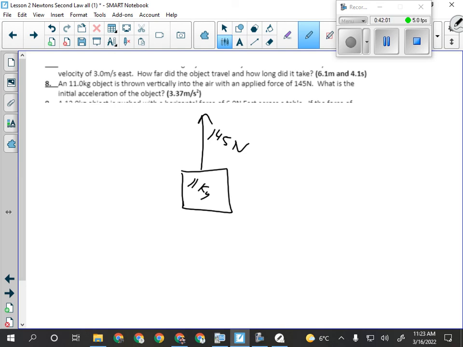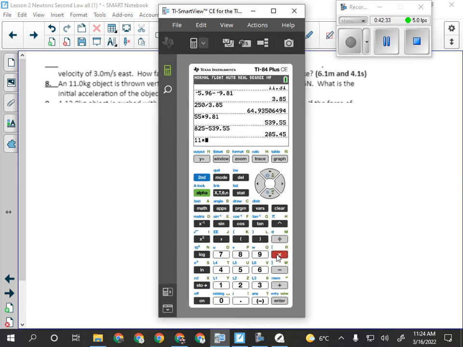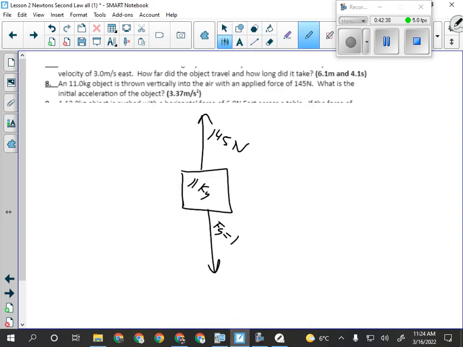And people go, oh, that's easy. I have the net force right there. And they just go 145 divided by 11, and they get way too big a number because they forget that if that was the way things worked, it wouldn't come back. You could throw something into orbit if that was the case. It would also be bad if you jumped, because then you could jump into orbit. And, well, there's no air out there, so it would work out badly. So we've got the force of gravity right here. 11 times 9.81 gives us 107.91 acting down.